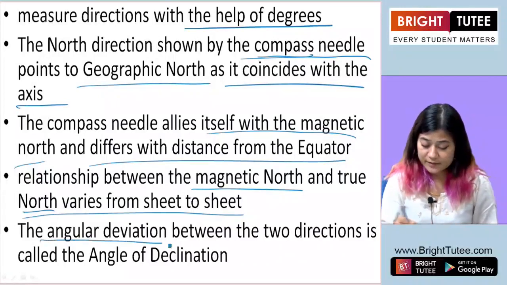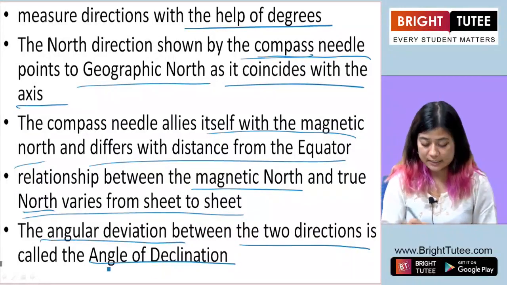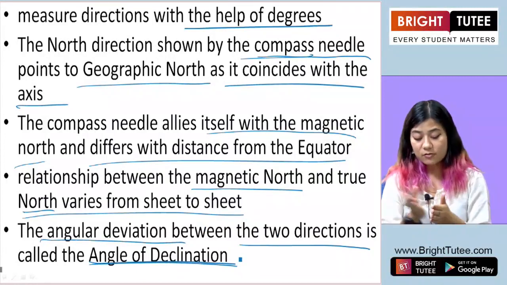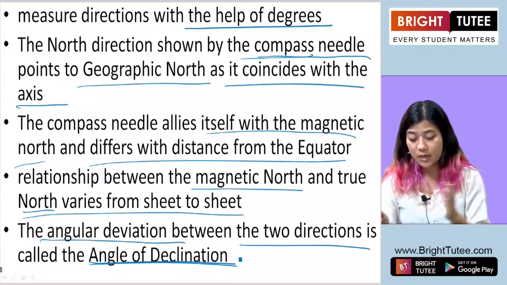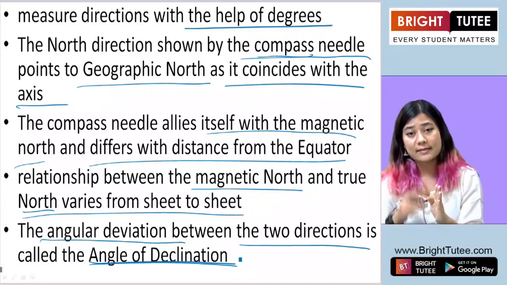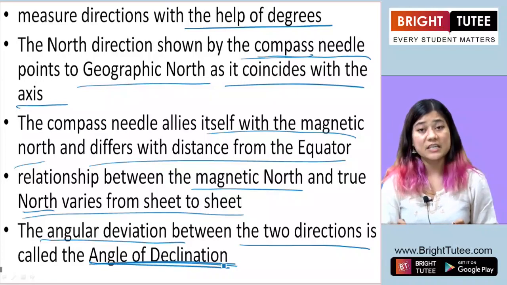The angular deviation between the two directions is called the angle of declination. The difference between the actual north and the magnetic north, that difference, is called the angle of declination.